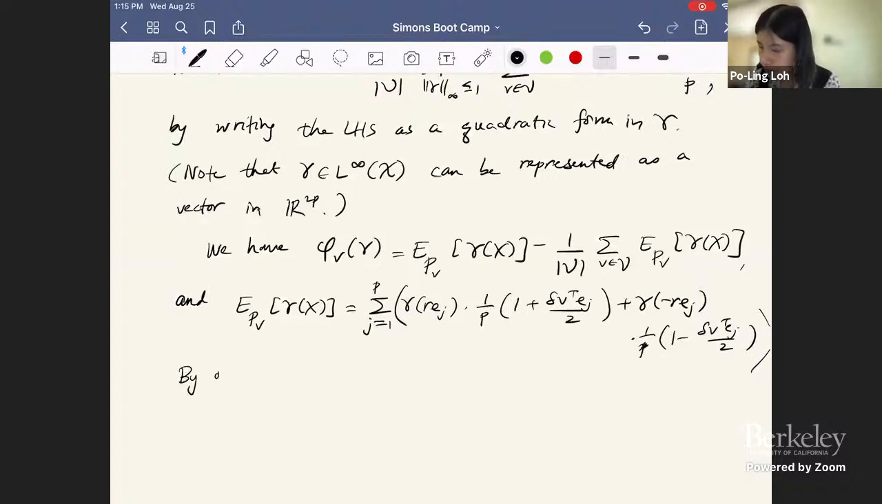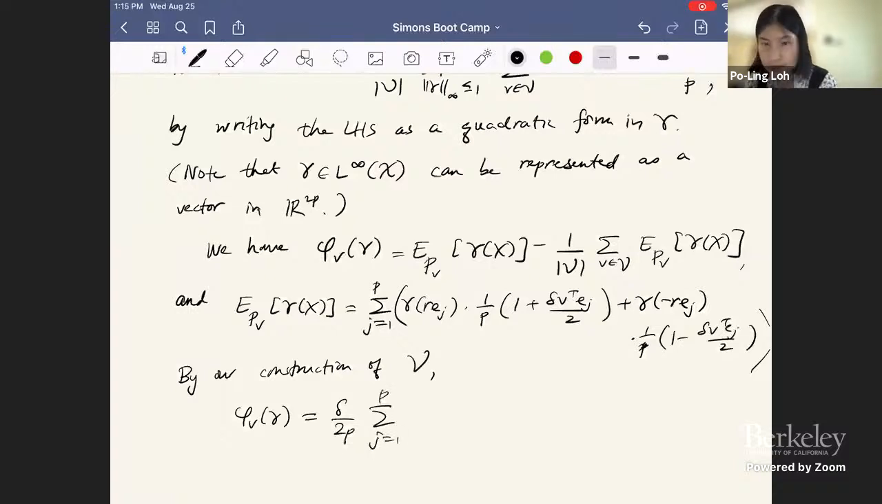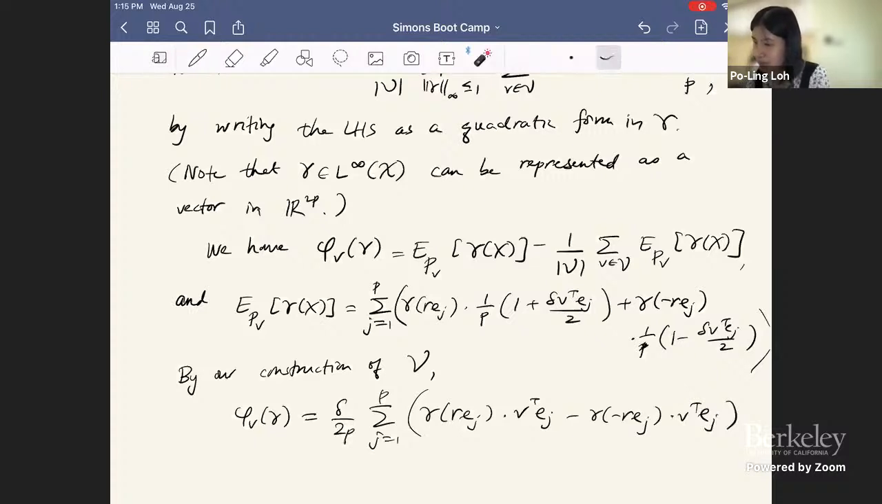So then by our construction of script V, we can also check that phi_v of gamma is equal to delta over 2p times the summation of j from 1 to p of gamma of r e_j times v transpose e_j minus gamma of negative r e_j times v transpose e_j. Okay, so where is this coming from? It's not actually that mysterious.